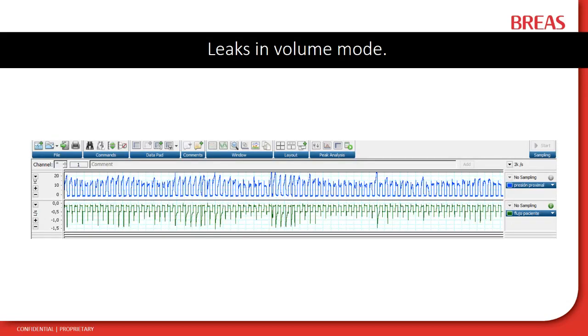This is another example of leaks in volume mode. You can see two different kinds of tracings: a kind of tracing with a complete inspiratory and expiratory flow waveform in green, and a second type of cycles in which the pressure decreases and the expiratory waveform nearly disappears. This is the typical semiology of leaks in volume mode.